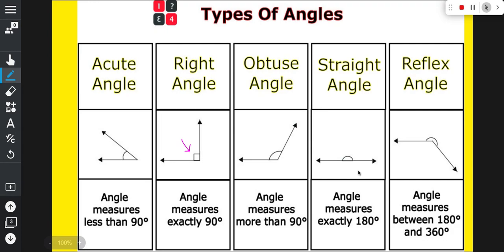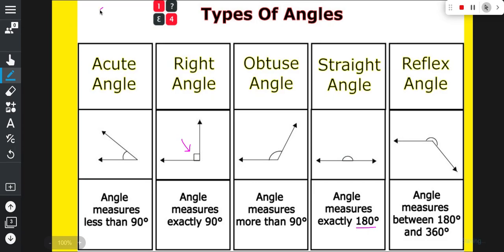Our next one is probably a newer concept for you, which is a straight angle. Straight angles measure exactly 180 degrees. And the next one probably is a newer term, a reflex angle. A reflex angle measures bigger than 180 degrees, but less than 360 degrees.